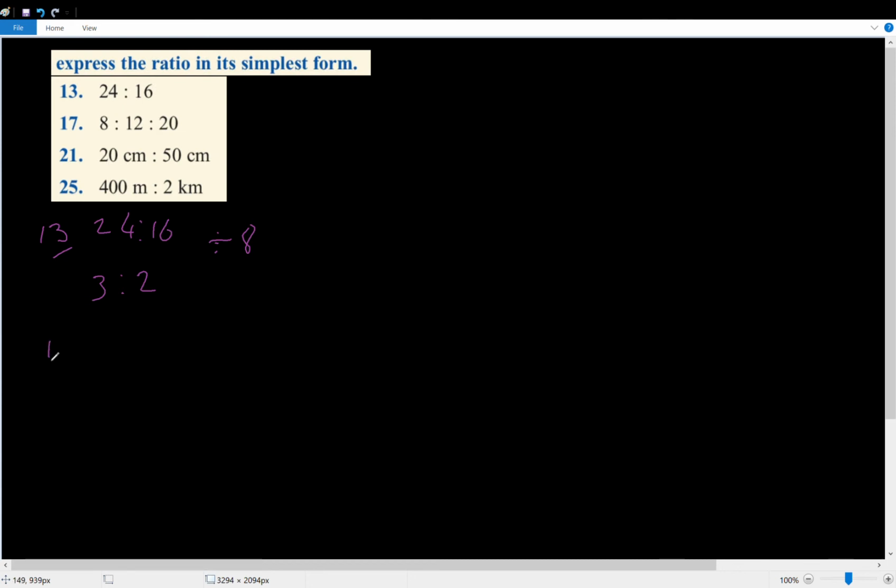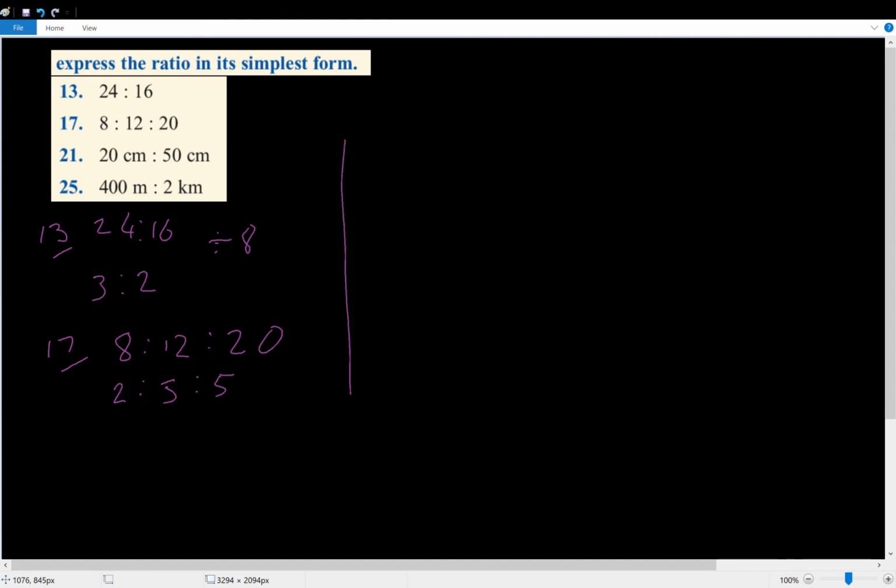Let's take a look at 17. In 17 we're given the ratio 8 to 12 to 20, and we've got to express that in its simplest form. So we need to find the highest common factor of 8, 12 and 20. The highest common factor of 8, 12 and 20 is 4. So if we divide each of these by 4, 8 divided by 4 is 2, 12 divided by 4 is 3, and 20 divided by 4 is 5. So we get a ratio of 2 to 3 to 5.